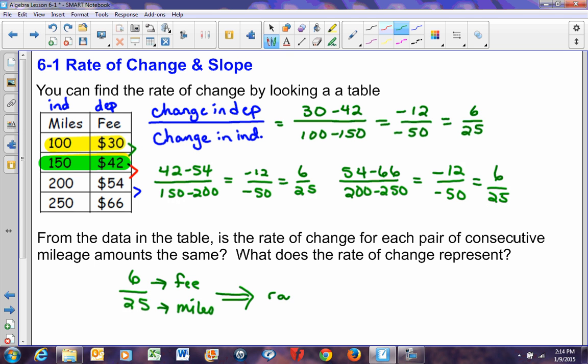So the rate of change is $6 per 25 miles. So for every 25 miles I drive, it will cost me an extra $6. That's the rate of change.